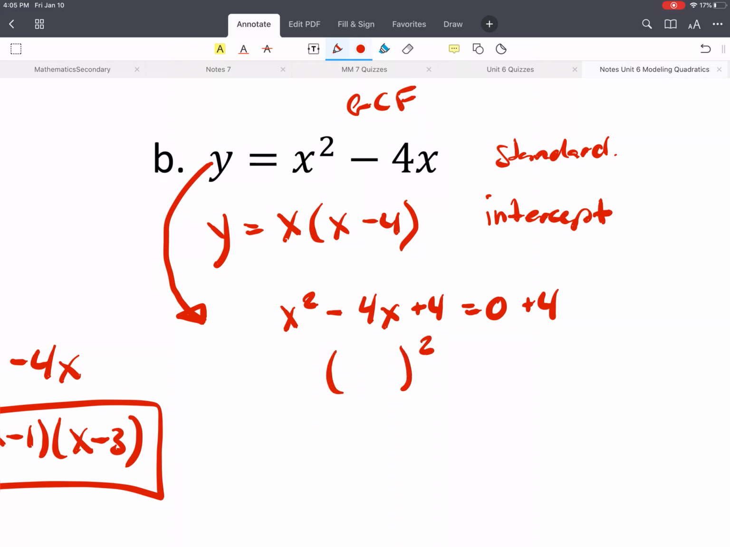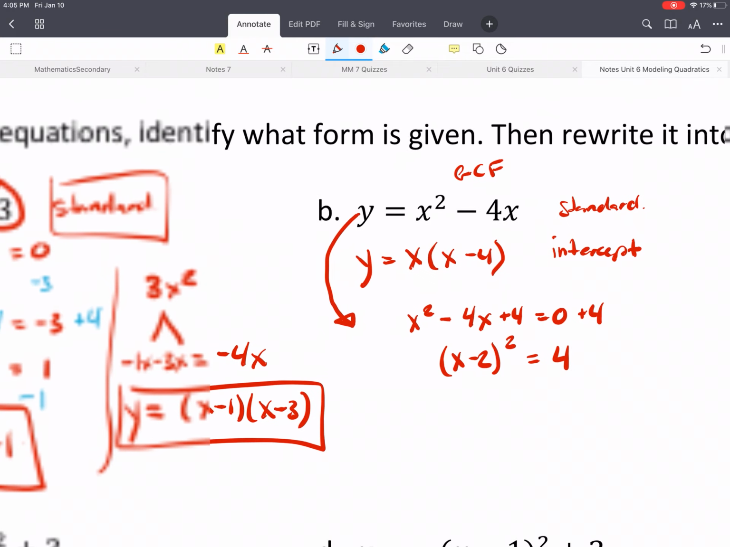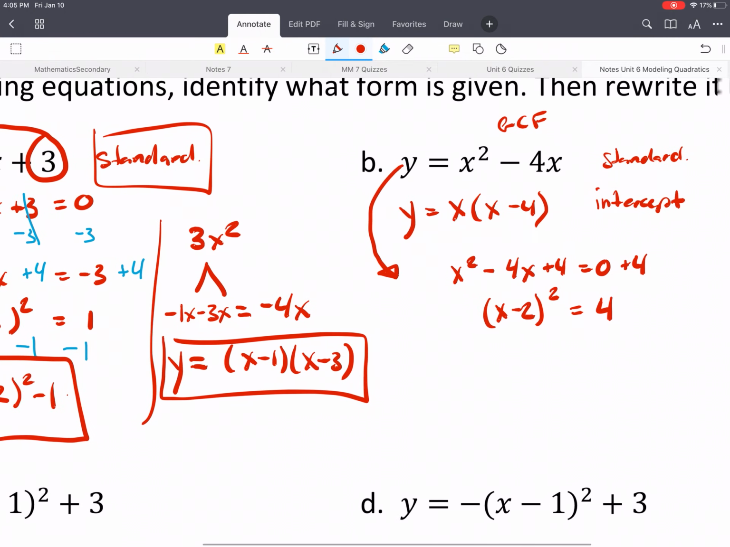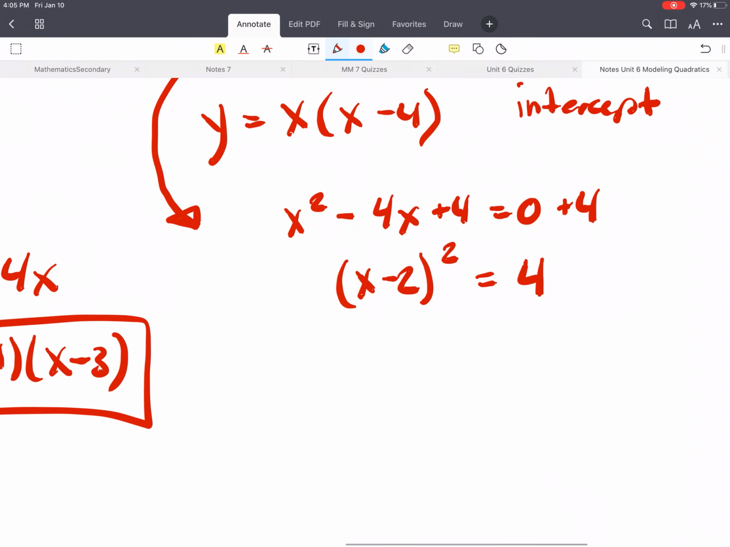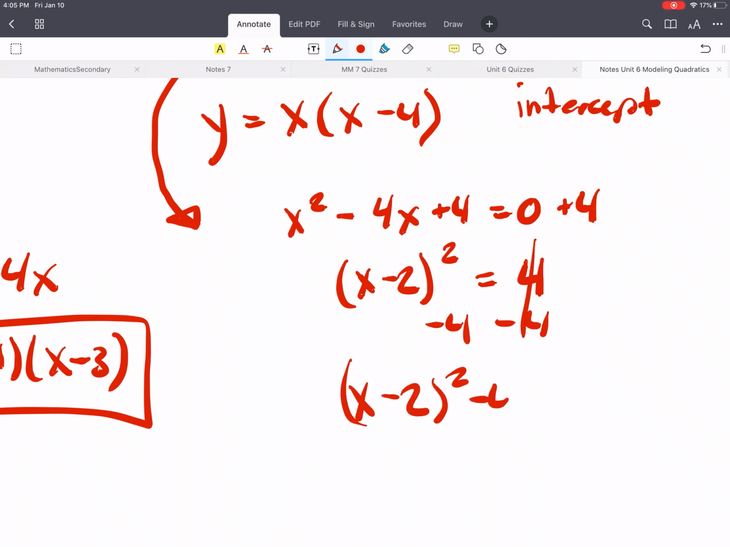We can write this as a binomial squared, x minus 2, that's the same. Only the thing that's different is this part where we get 4 instead of, what was it, 1? And then we're going to subtract that back to the other side. I'll get x minus 2 squared minus 4. And then we're just going to put our y back. Usually we write y in the front, so that's why I put it over there. So that's our vertex form.